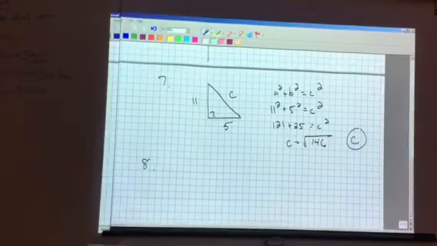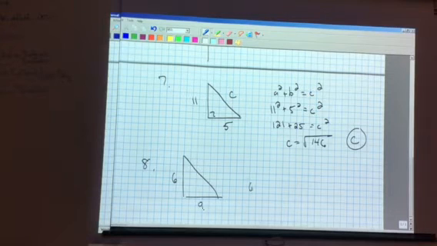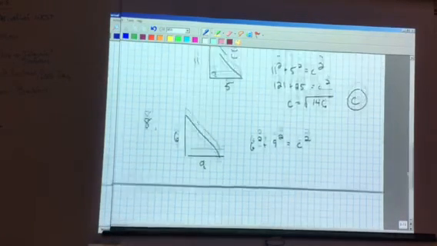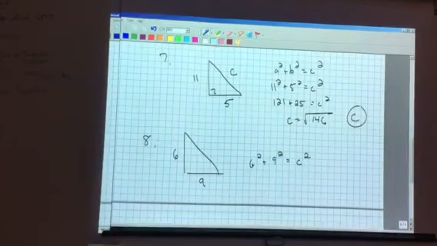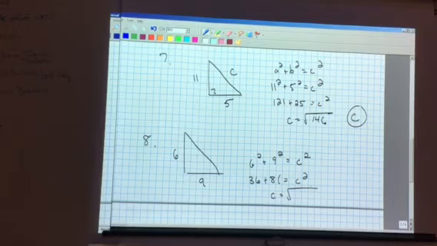Number 8. Triangle ABC, we're looking for the hypotenuse. So this is 6 squared plus 9 squared equals C squared. 36 plus 81 equals C squared. C equals the square root of 117.